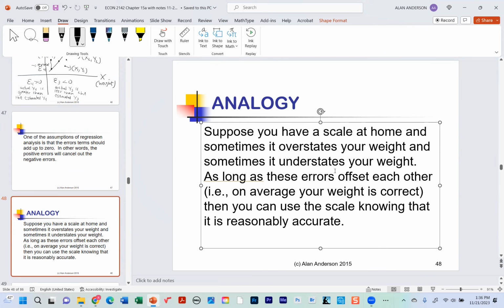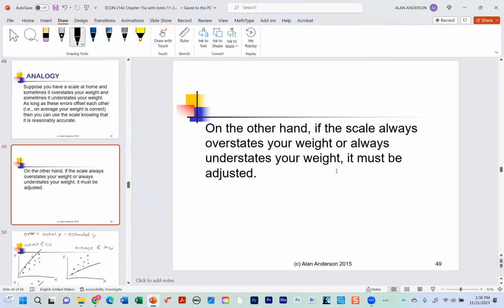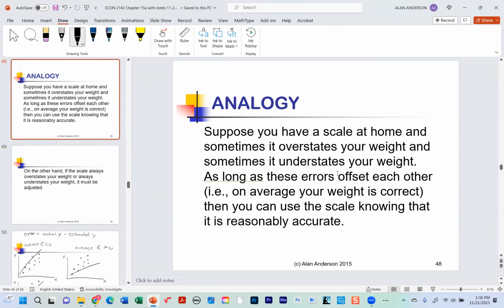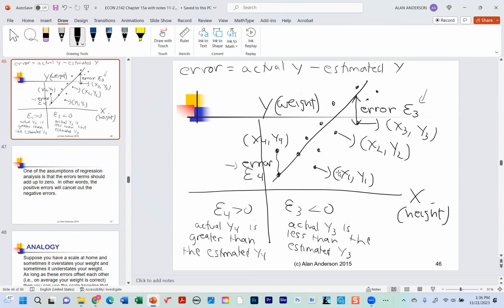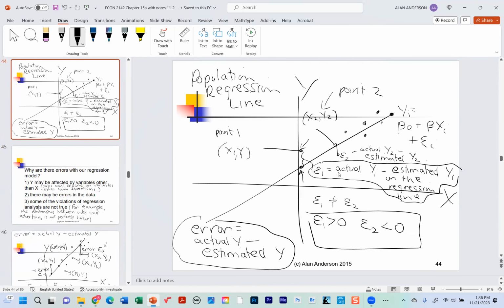But what if instead the scale always over or understates your weight? Well, then you have to adjust it. You can't rely on it. So therefore, you make an adjustment. Same thing is true here. We want to know that these are going to average out to 0. Otherwise, we have to do something.